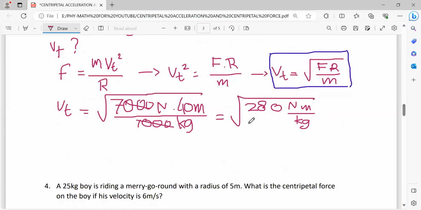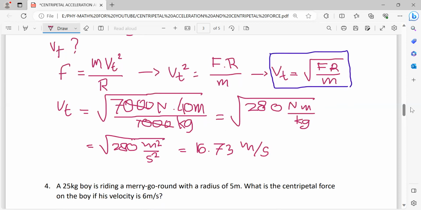So this velocity equals the square root of 280 meters squared over second squared. The square root of 280 equals 16.73 meters per second.